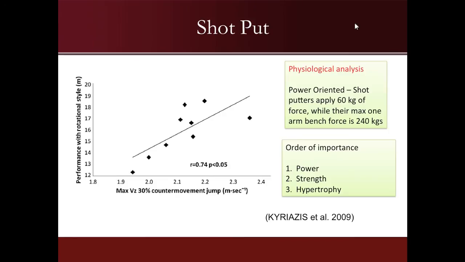It'd be a squat, right? We see the relationship goes down to 0.35 with 1RM squat and performance in the shot put. So again, in order of importance, you need power, then strength, and then hypertrophy. So that's going to dictate how you optimize and how you periodize your training split.